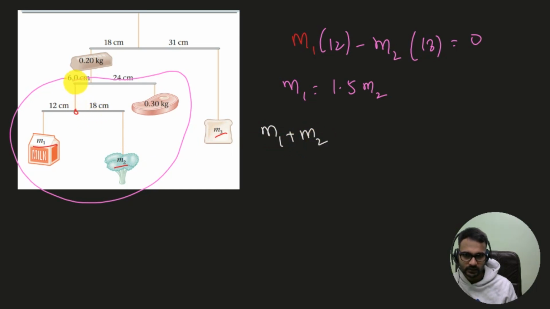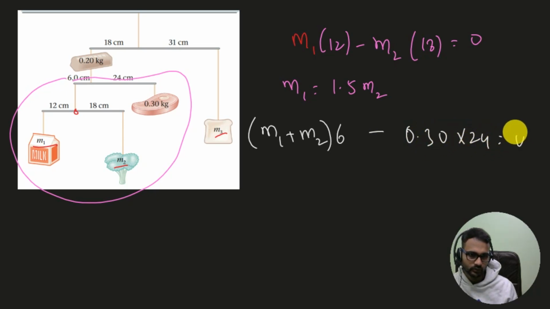This is the total mass suspended at this point, multiplied with 6 centimeters, so 6, minus 0.30 multiplied with 24 is equal to 0. Or I can write that M1 plus M2 multiplied with 6 is equal to 0.30 times 24.